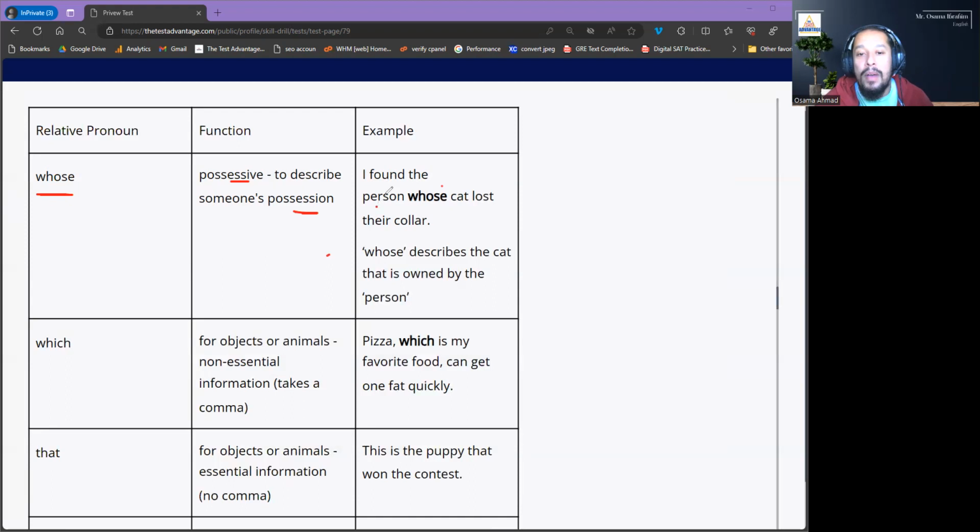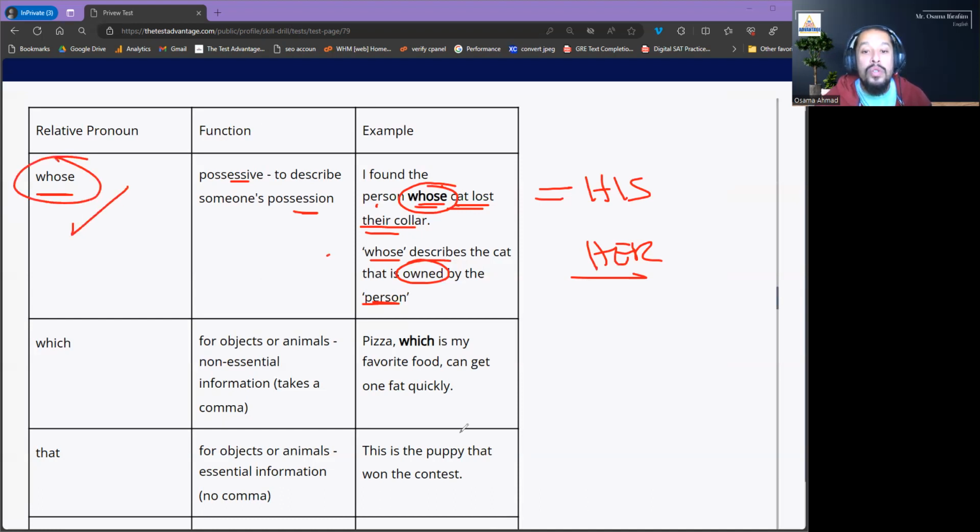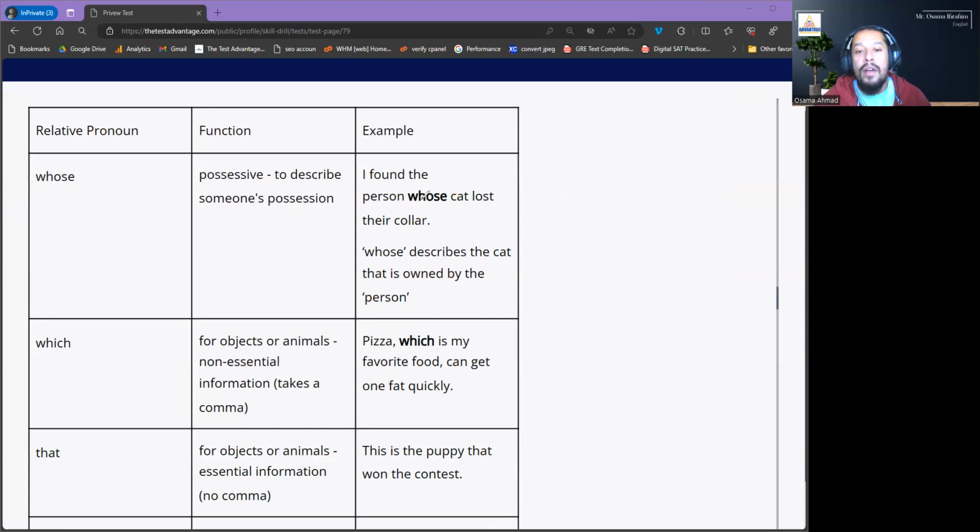I found the person whose cat lost their collar. Whose describes the cat that is owned by the person. So ممكن نقول whose is equal to his or her. So لو أقدر أبدل كلمة his or her في الجملة مع whose, then whose is correct. For example, look, I found the person, no, it wouldn't work here. If we say here, his cat was lost, her cat was lost, then it's acceptable.